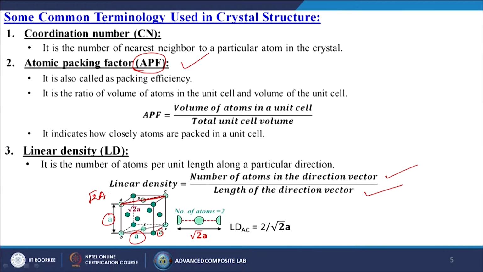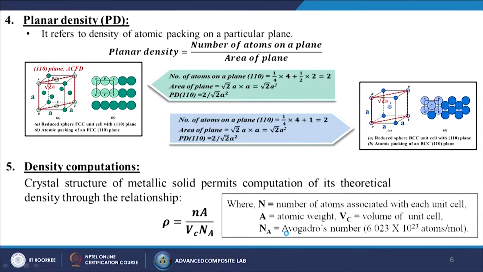Now, what is the number of atoms there? If you see, there is a half at one end, then one single atom, and another half. So the total number of atoms is 2. So, what is the linear density here? That is 2 by root 2 a. Another important term is the planar density, sometimes called PD. It refers to the density of atomic packing on a particular plane.